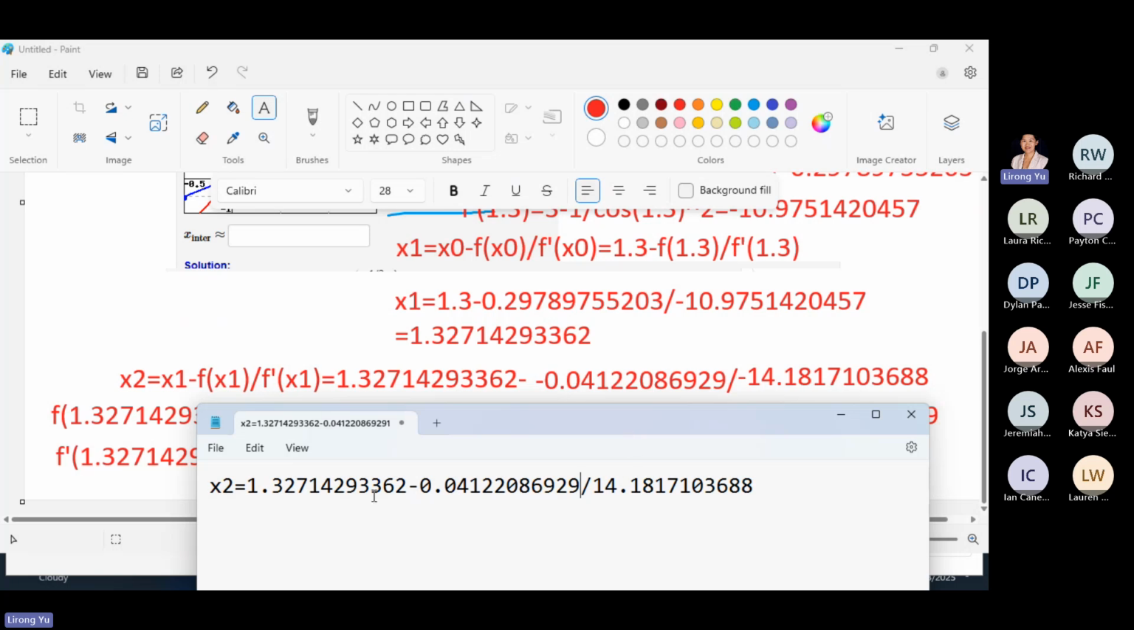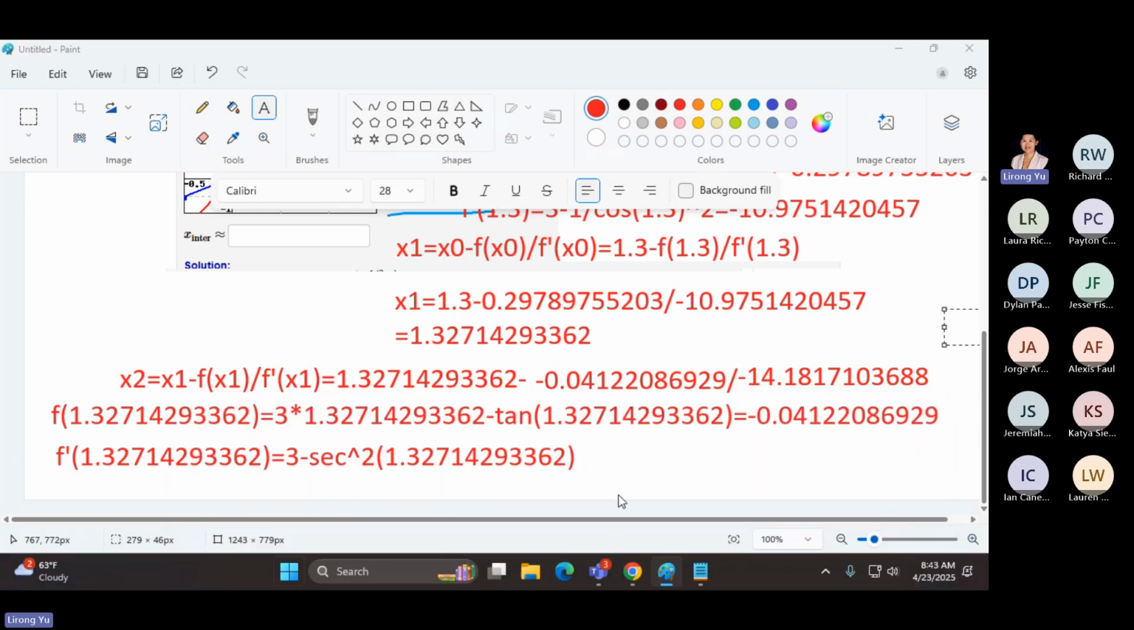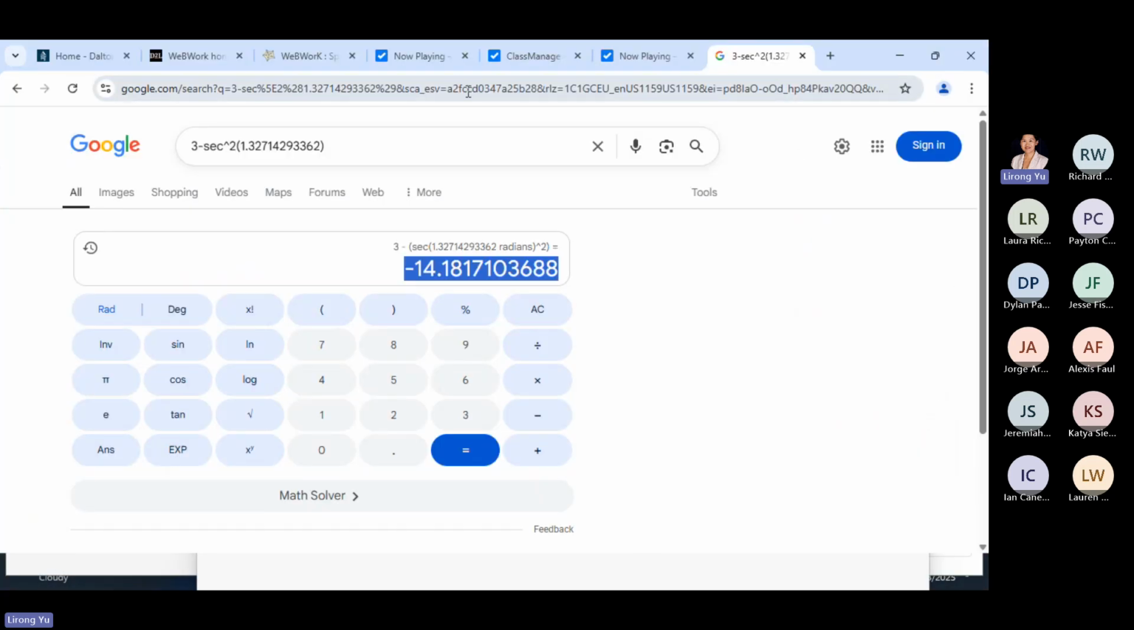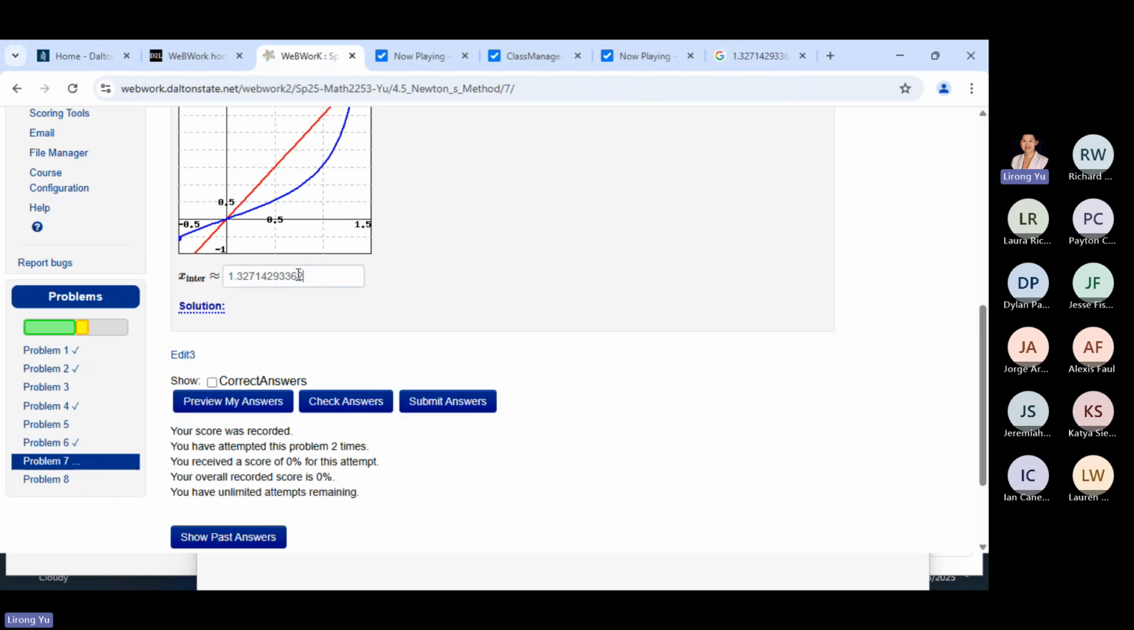0.86929. So that is all we need: x1 minus the function value divided by the derivative value. That's the x2 calculation. Let's see how far we get from there. It should be even closer to 1.3 something. So let's put this in there.